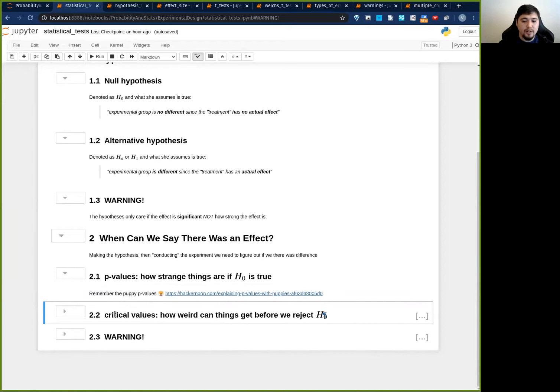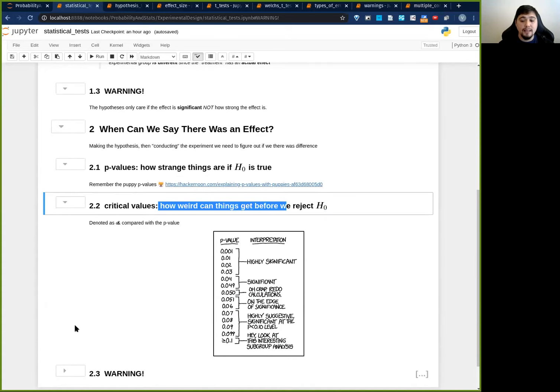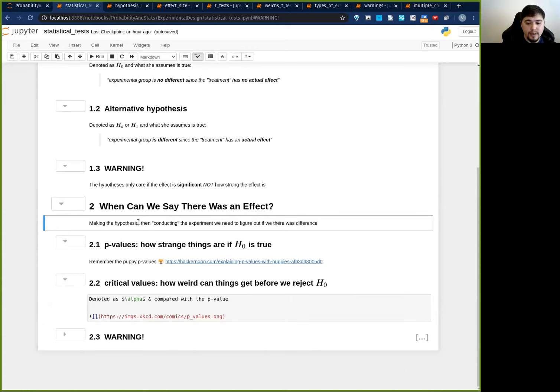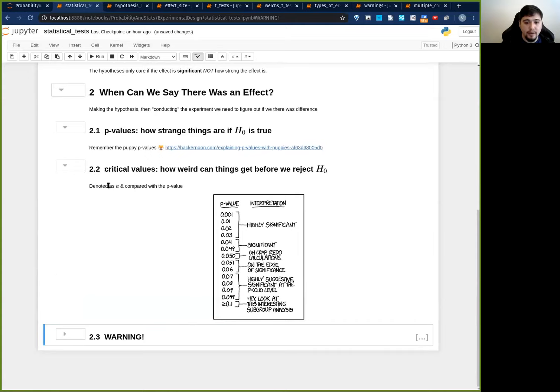Okay. Critical values. This is related to p-values, but usually we start off with critical values when we create these tests, and we get p-values out of our test results. Critical values are how weird things can get before we reject the null hypothesis. We'll set a critical value at a certain level, and that's directly tied to the confidence interval. We call it alpha. Basically, we set alpha and say things have to be this weird before we can reject the null hypothesis.